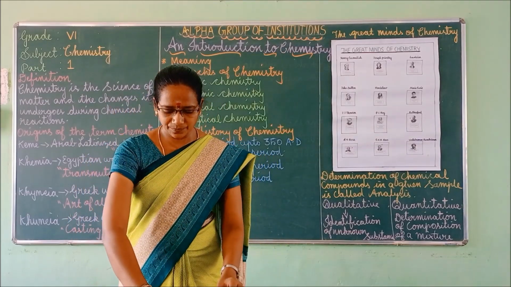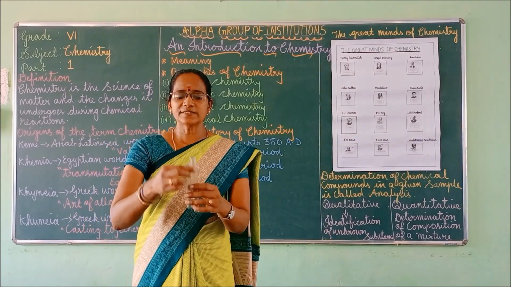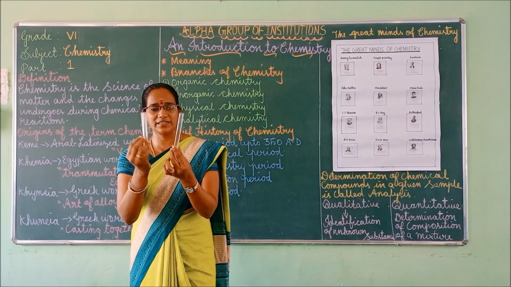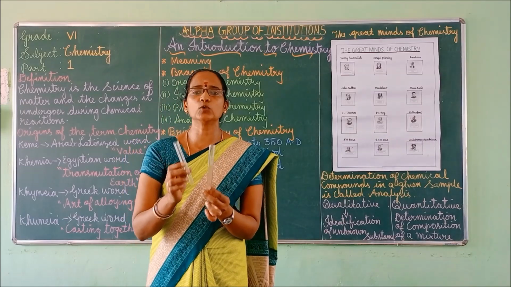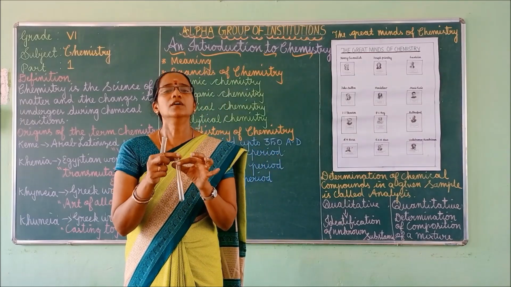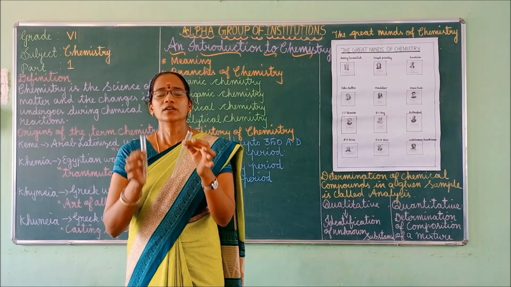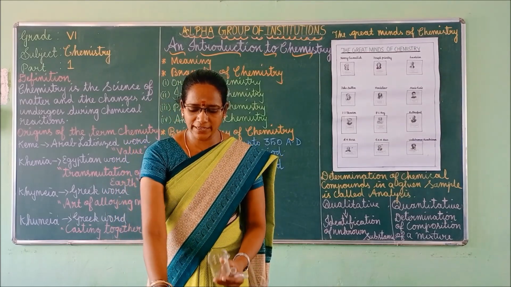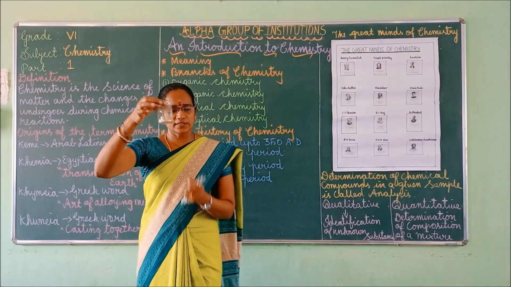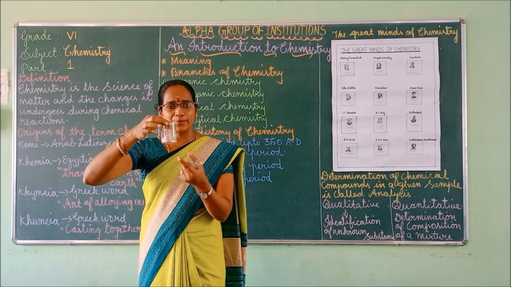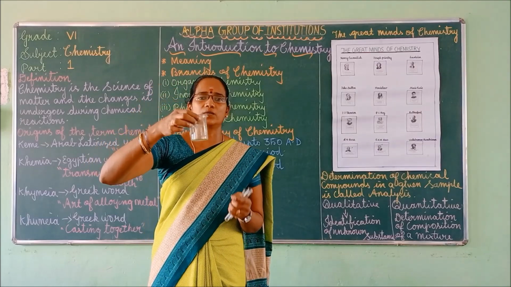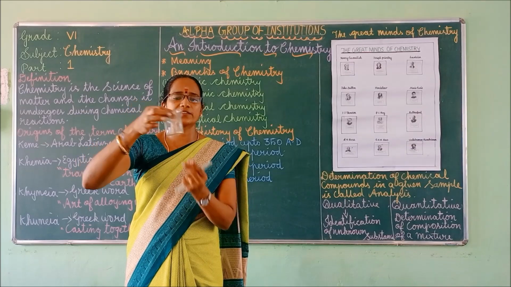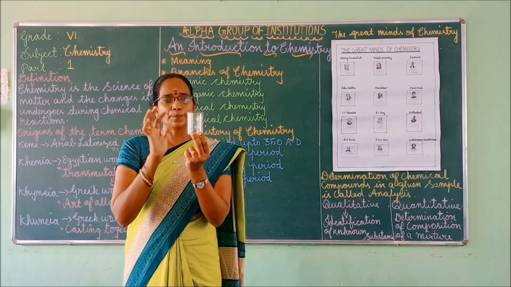So this is the test tube. These are called the test tubes. It is cylindrical in shape. It is mainly used to hold chemicals for heating purpose. And this is the beaker, which we use to hold reagents or chemicals, and we can also heat the chemicals. So this is called the beaker.